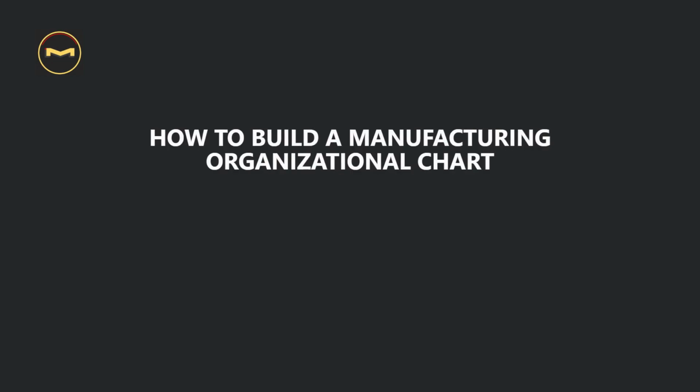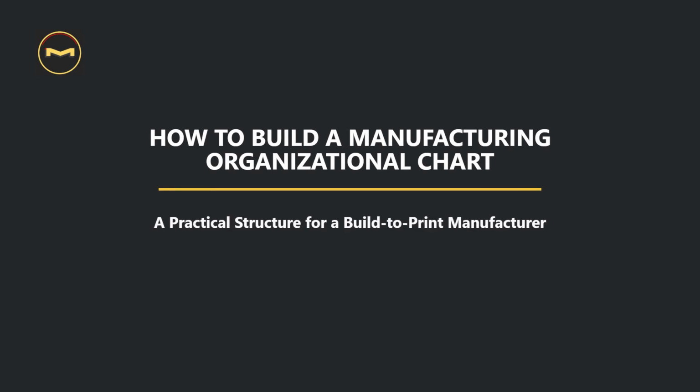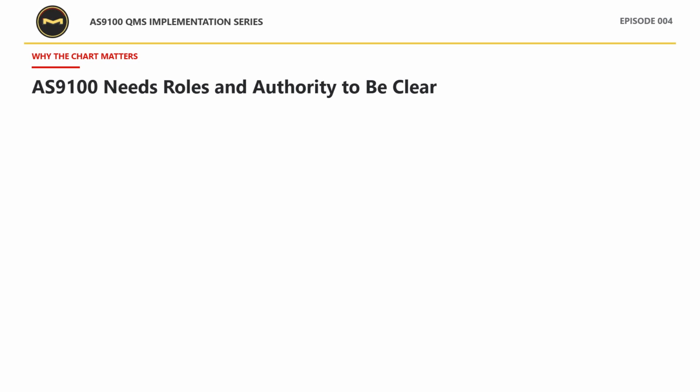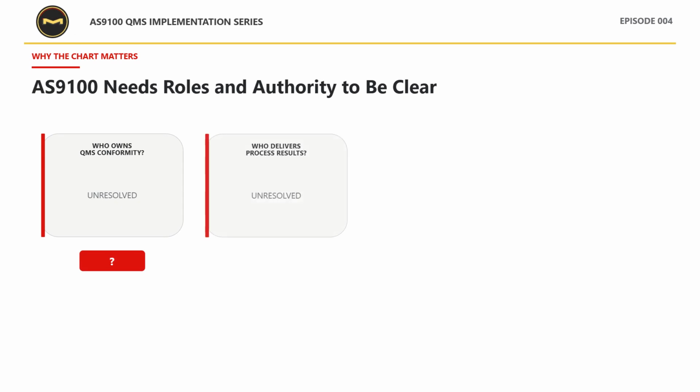Good day and welcome to episode 4 of the AS9100 implementation series. Today, we will build a functional organizational chart for a manufacturing company. An organizational chart is not decoration. It makes responsibility, authority, independence, and escalation visible.